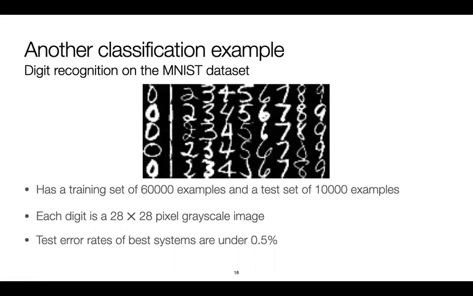So getting an error rate that's under 0.5% is really quite impressive and essentially makes this a model that's actually very useful in the real world, which is why everybody cares about machine learning right now. It's very useful in the real world, and that's probably why you're learning about it.